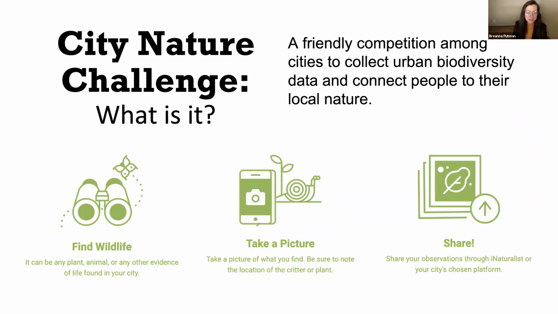Okay, so if you're not familiar with what the City Nature Challenge is, what is it? So it's a friendly competition among cities to collect biodiversity data, so observations of nature in the area. And it's a way to connect community members and the public with local nature. So it's a way for people to just learn about the nature that occurs around them. And in the larger context, these observations can then be used for scientific research to help understand how humans might be impacting wildlife or plants, and then how we can maybe improve conservation management of our local species.